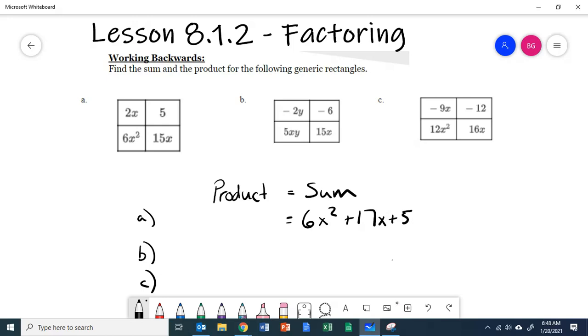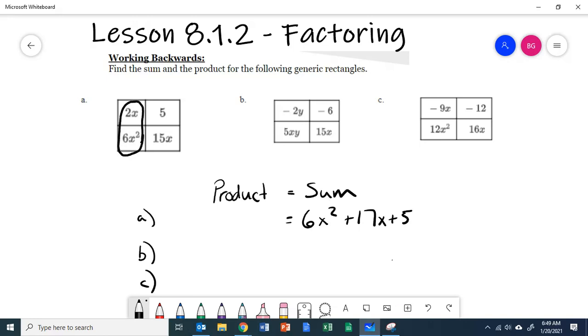Okay. Now, to find that product, remember, that's the two things that multiply to get to that. And that's something we haven't done yet when we've been using these generic rectangles. So here's how we're going to go about doing this. Pick either a column or a row, doesn't matter which one. I like to do columns, okay? So I'm going to circle here for a second. I'm going to look at 6x squared and 2x.